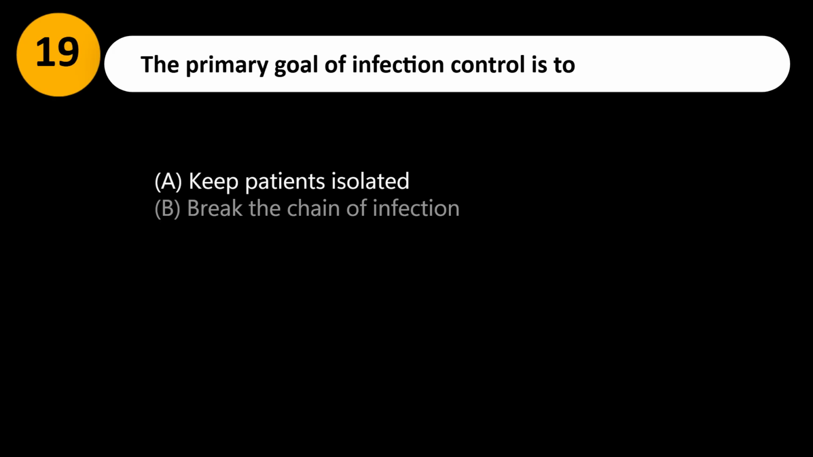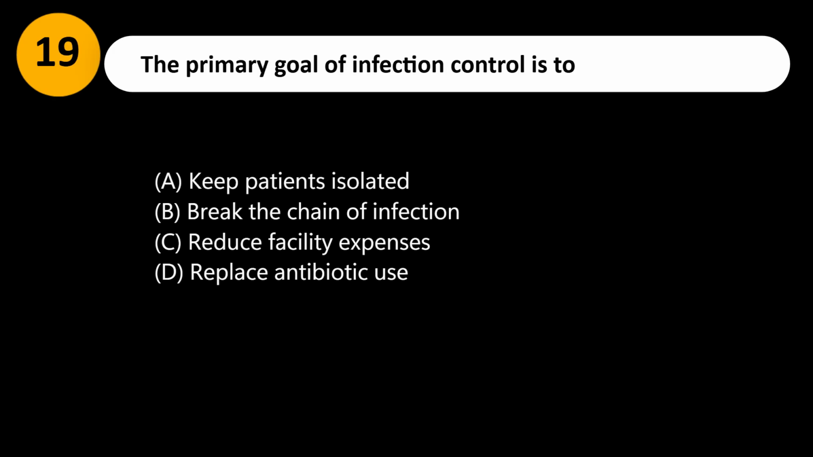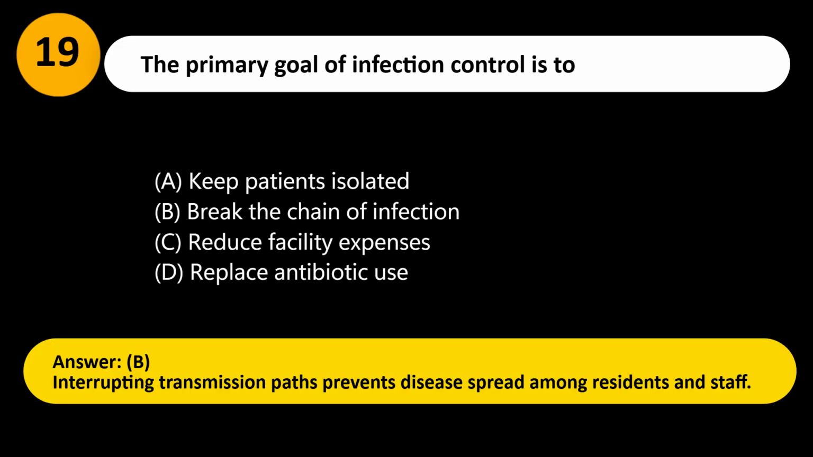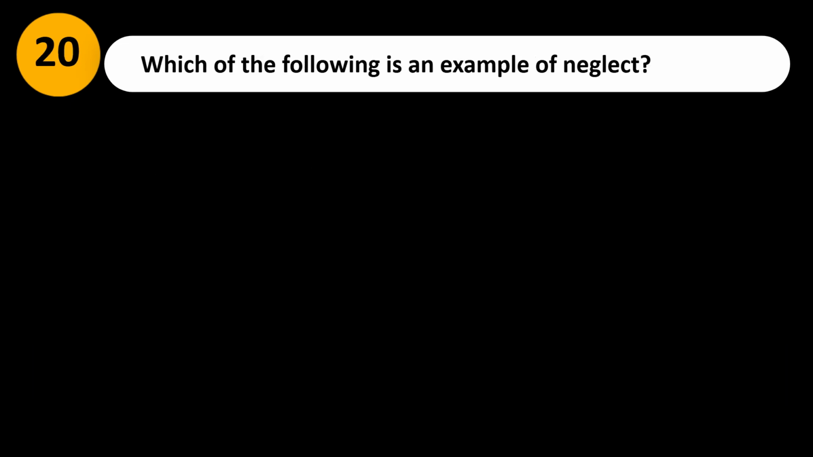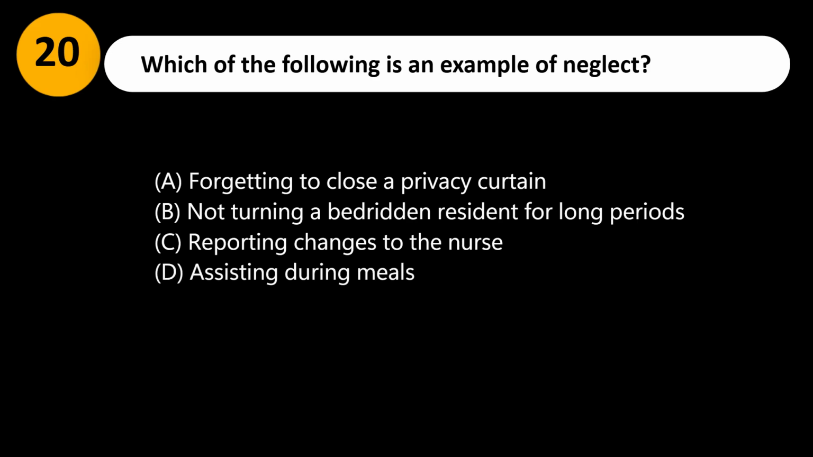The primary goal of infection control is to A. Keep patients isolated. B. Break the chain of infection. C. Reduce facility expenses. D. Replace antibiotic use. Answer: B. Interrupting transmission paths prevents disease spread among residents and staff. Which of the following is an example of neglect?